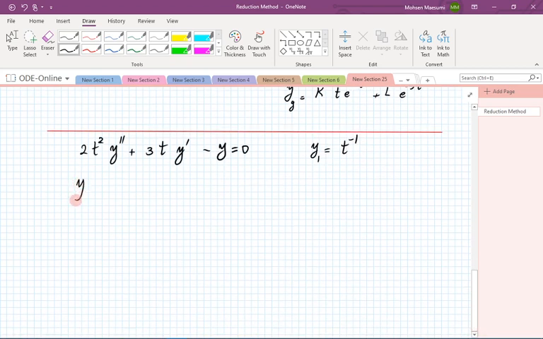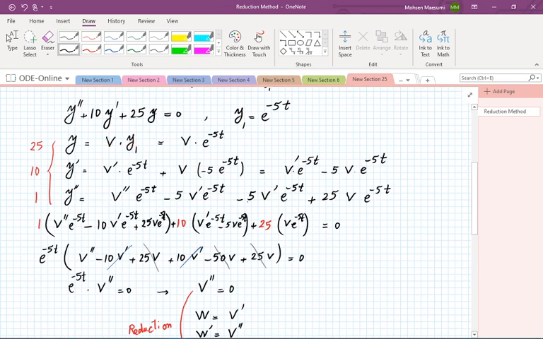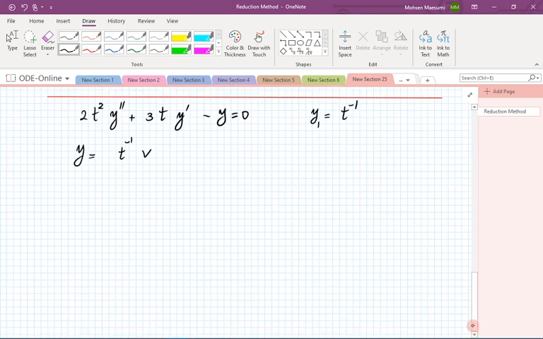So we said we start with y to be t to the power of minus 1 times v, just like what we did here, or v times t to the power of minus 1. Either way is the same thing. So y prime, what's the derivative? Derivative of first times second. Again, you have to apply the product rule. So minus t to the power of minus 2 v, and then t to the minus 1 v prime.